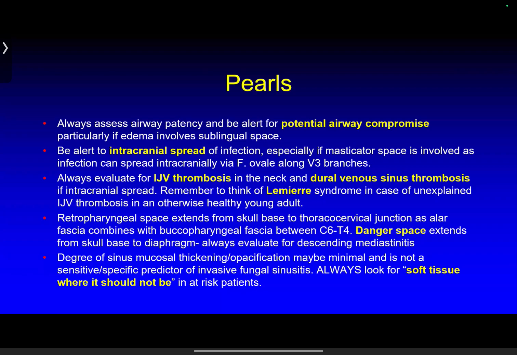The next question is, for cavernous sinus thrombosis, is there any particular phase of contrast that needs to be obtained? Like, what's the delay after the contrast injection?